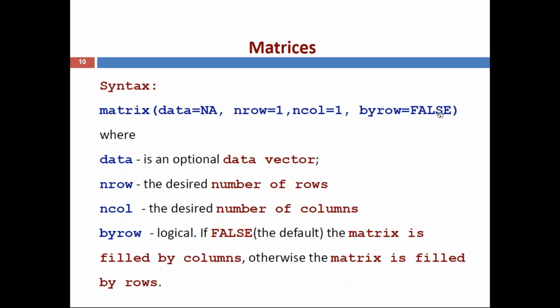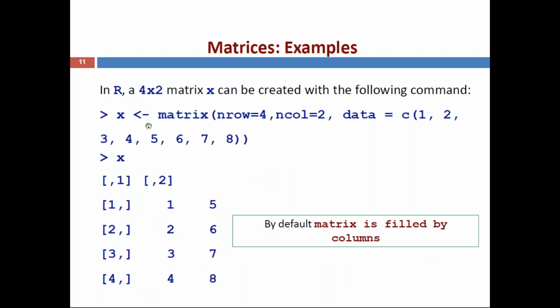Byrow false is the default one, so the matrix is filled by column. Otherwise, if you use true, then it fills by rows. This is the syntax and elements in the matrix and their explanation. Now we will create one example matrix.